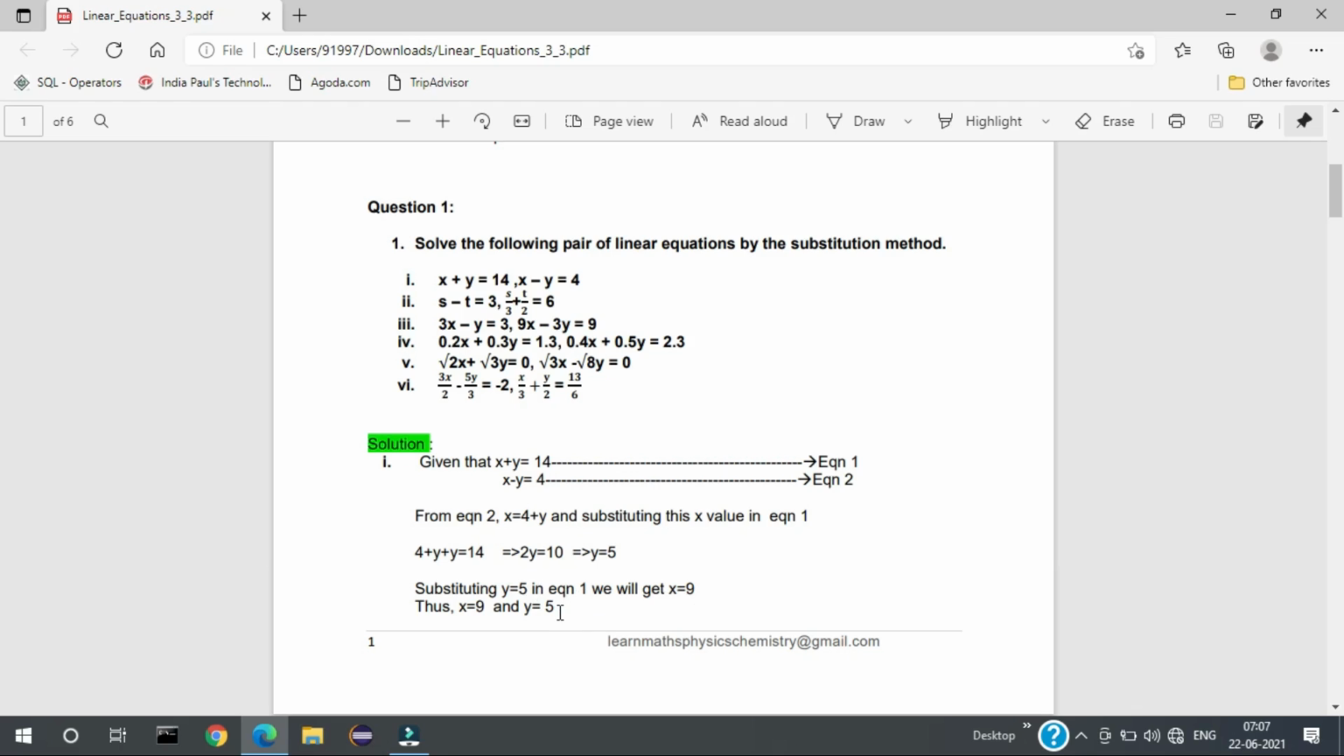Substituting y equals 5 in equation 1, then x equals 14 minus 5. That implies 14 minus 5, how much? 9. So we will get x equals 9. Hence x equals 9 and y equals 5. By using the substitution method, we got the solution.